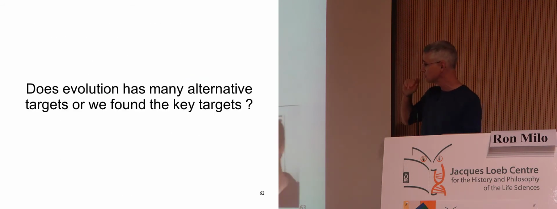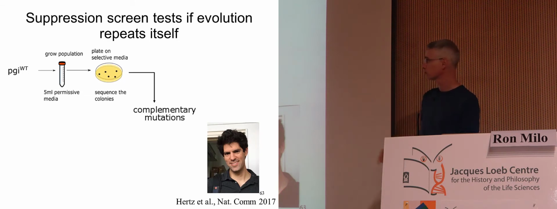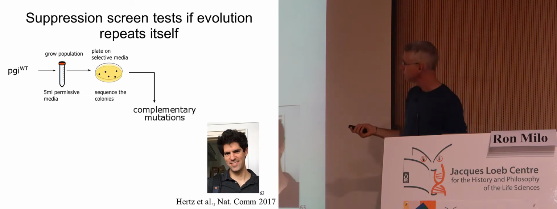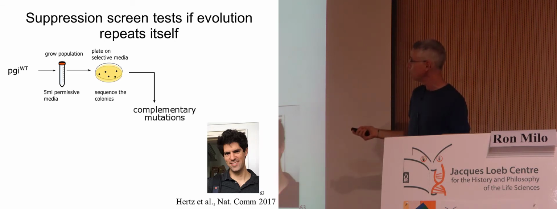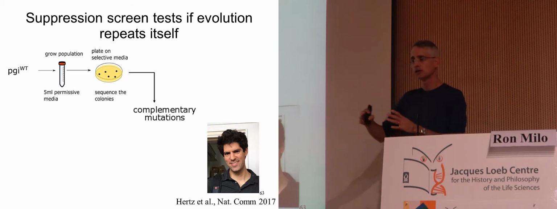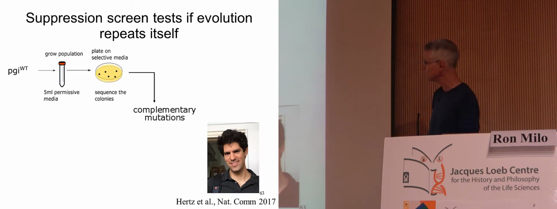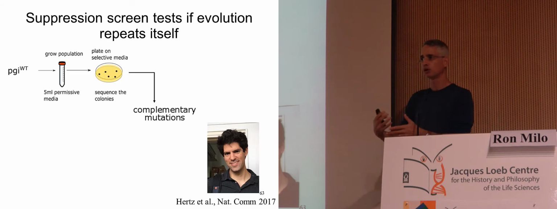And so this is the final thing I want to show you. This is the work of Elad Hertz in the lab. So he takes, for example, this PGI. This notation says we brought it back to the wild type. We grew up billions of bacteria. We plated them on a selection media where they do need to be able to use that. And we were looking at what are the mutations that were able to do what biologists like to call complementation.